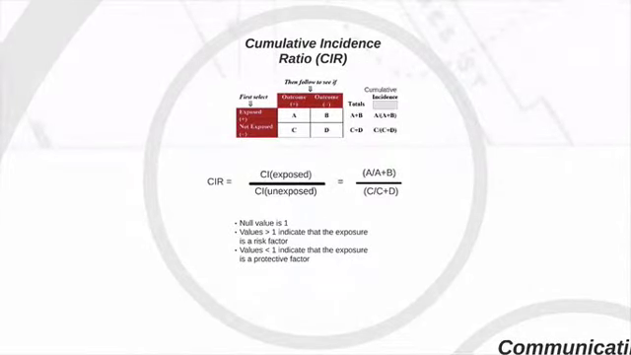So the first calculation is going to be a cumulative incidence ratio. Basically all this is a ratio of cumulative incidence in the exposed and cumulative incidence in the unexposed.